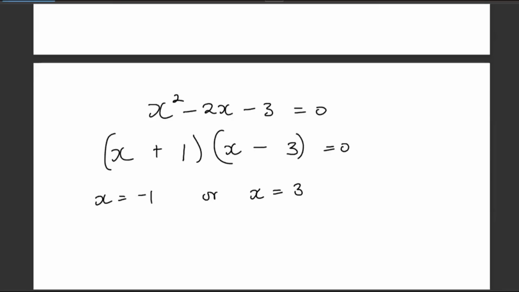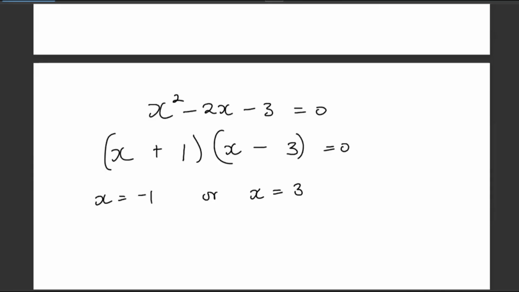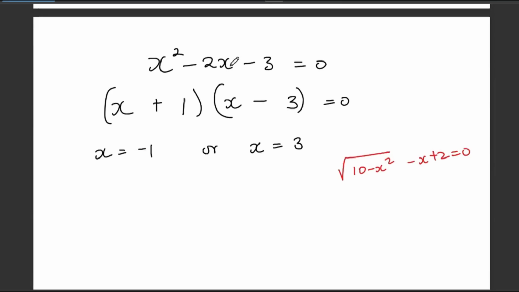Now, for questions that have root signs, the last step is for us to test the answers that we have. Remember, initially, our equation was the square root of 10 minus x squared, minus x plus 2, should give us a 0. So we just need to substitute each one of them one at a time.